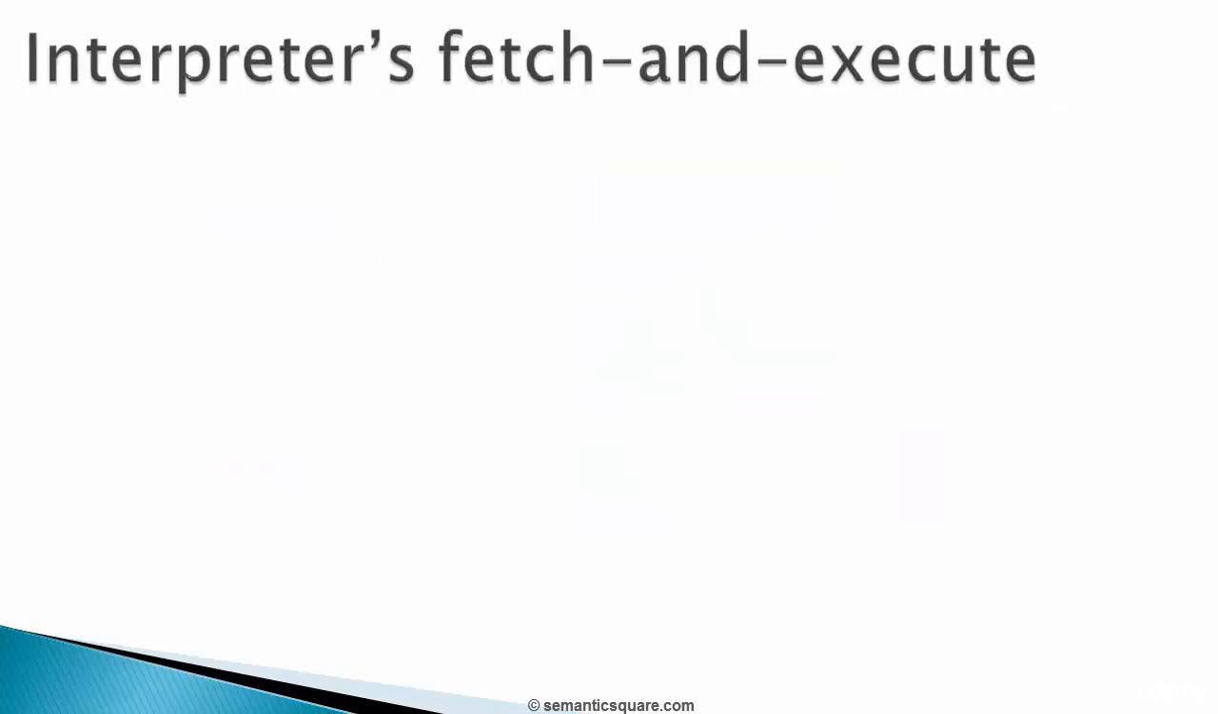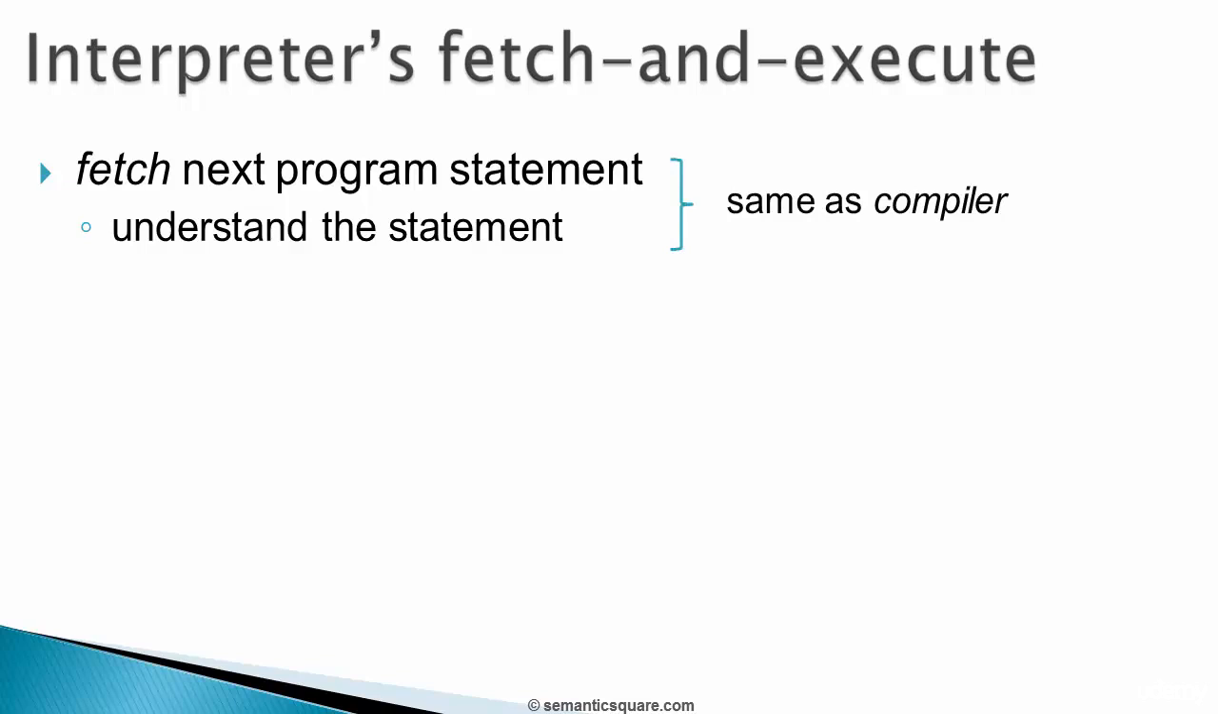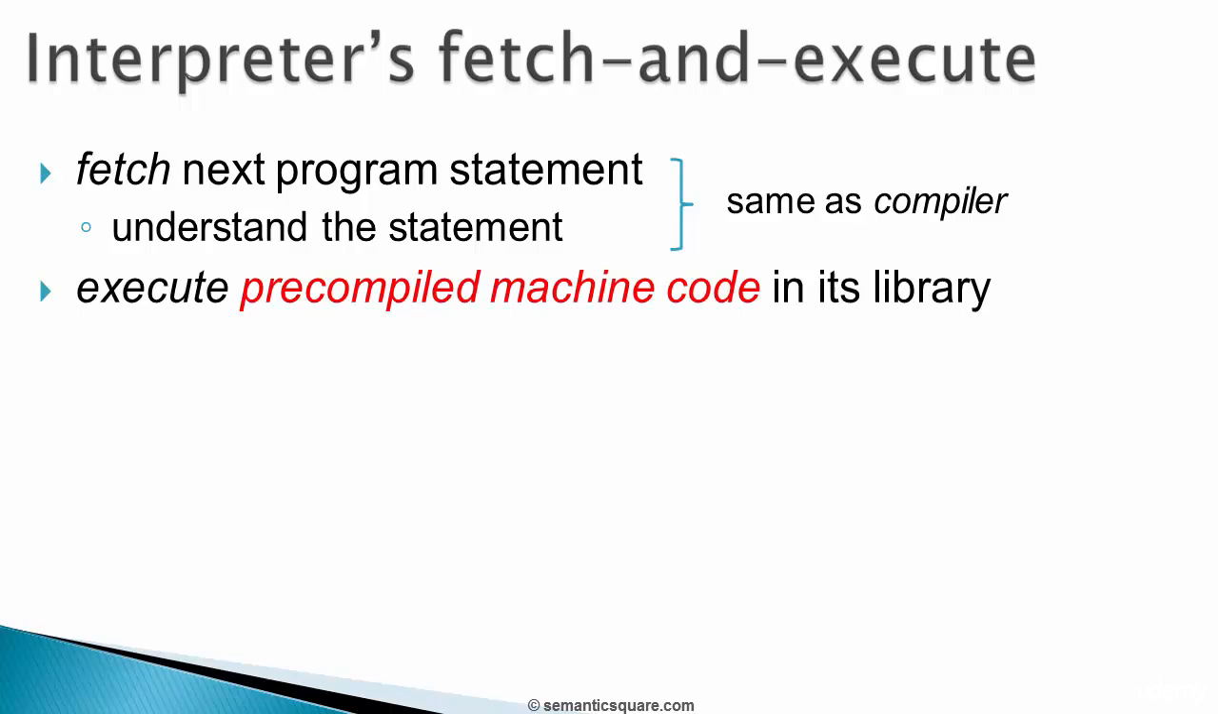Now let's look at interpreter's fetch and execute cycle. Like a CPU, interpreter also fetches its instructions from the memory. However, in interpreter's case, the instruction is basically a statement in the source code. It then understands what is necessary to carry out that statement. And these two steps are also done by a compiler. Next step would be to execute the program statement.